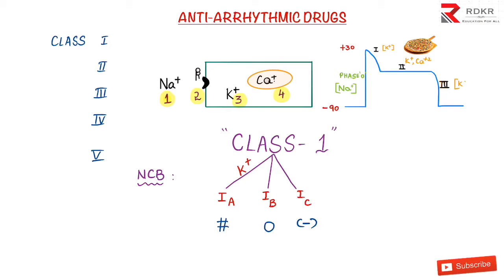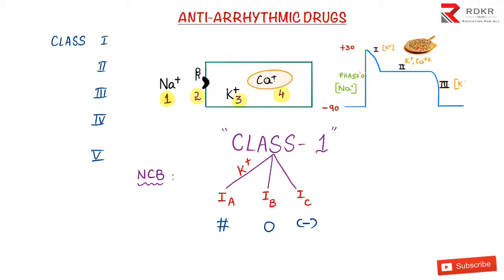In the last video we discussed the genesis of action potential, and in great detail how arrhythmia may be caused. Now in this video we will be discussing how we will block each of these phases: phase 0, the sodium channel blockers, and phases 1, 2, 3, which contain potassium blockers or openers, as well as the calcium channel blockers. So we will discuss the anti-arrhythmic drugs in detail.